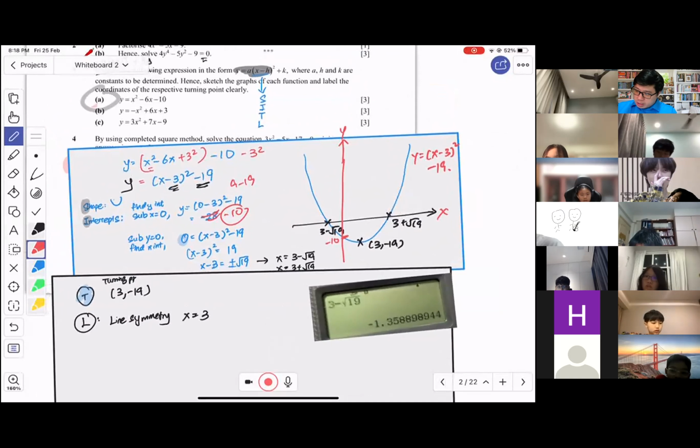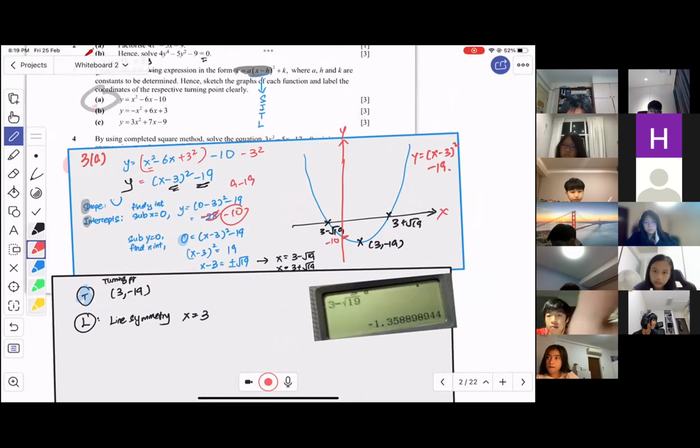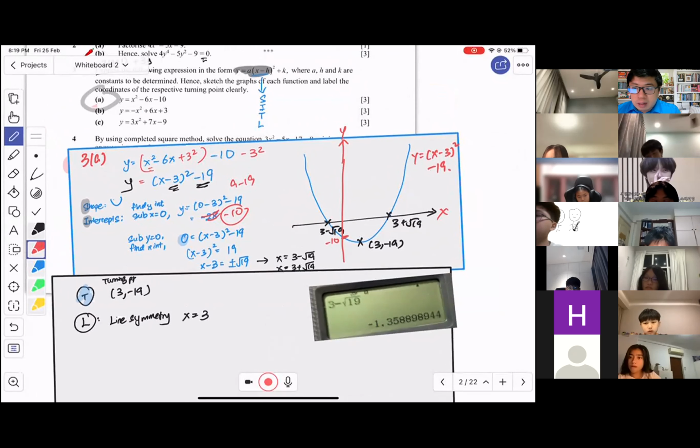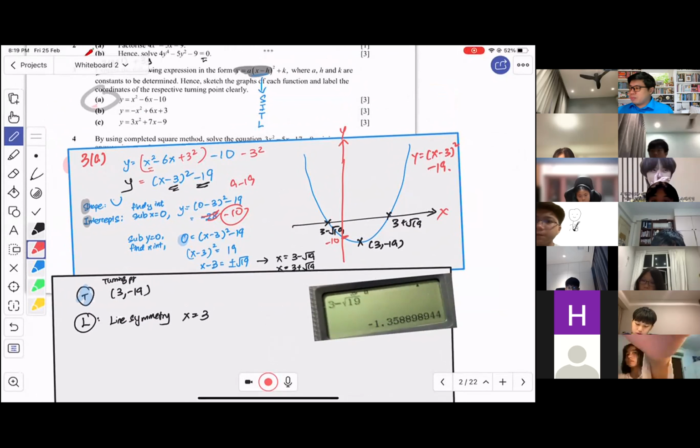Okay, so children, this is question 3A of revision package, topic 1. I'm going to change to the next question in about 1 minute's time. If I'm too fast, let me know. Okay, so 3A, I have gone through already.